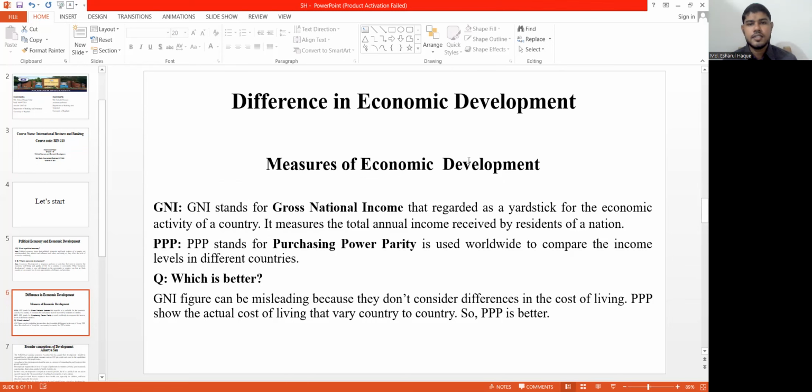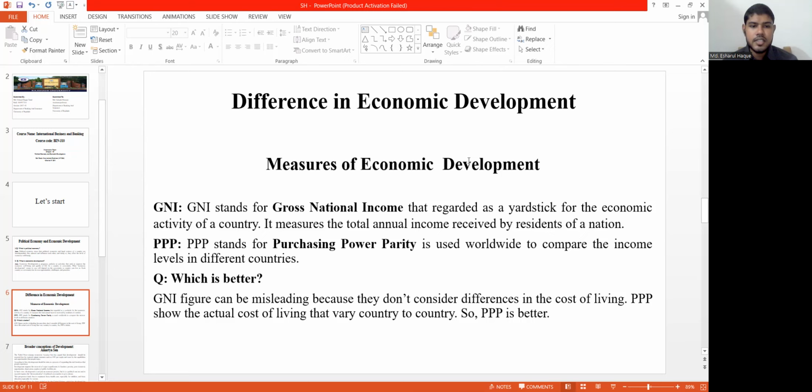Now, measures of economic development. Many countries use several factors or processes to measure their economic development. Among them, GNI and PPP are very common methods to measure economic development. GNI stands for gross national income, which is the total annual income received by residents of a nation. On the other hand, purchasing power parity is used worldwide to compare the income level of different countries.